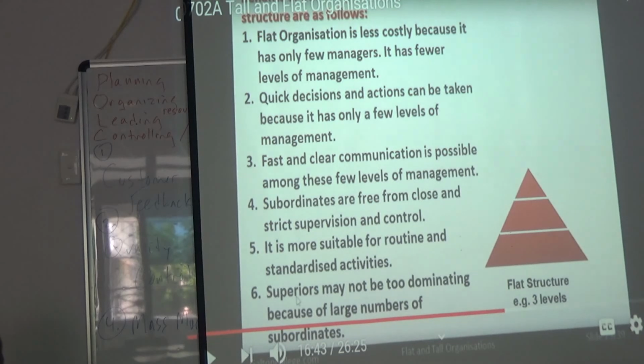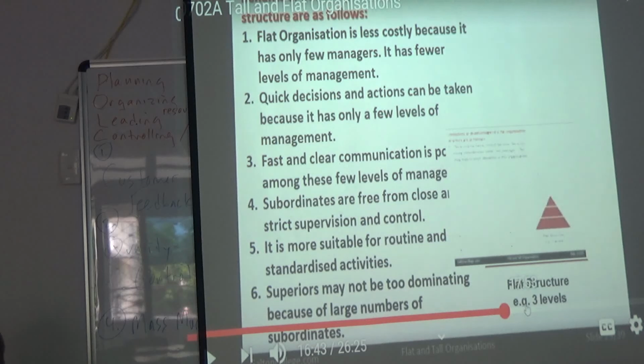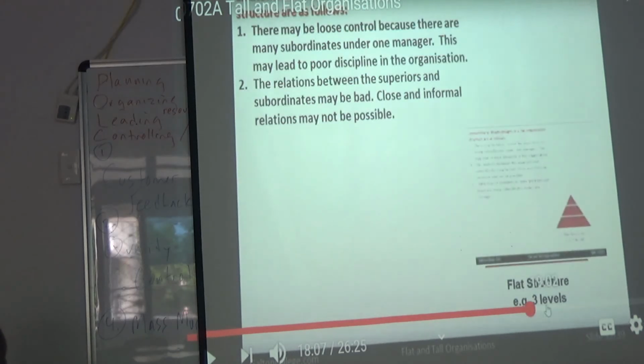So in this situation, they say also it may be a benefit that the superiors are closer to their staff. They feel better with their staff, and there's a closer relationship and more commitment by the employees.